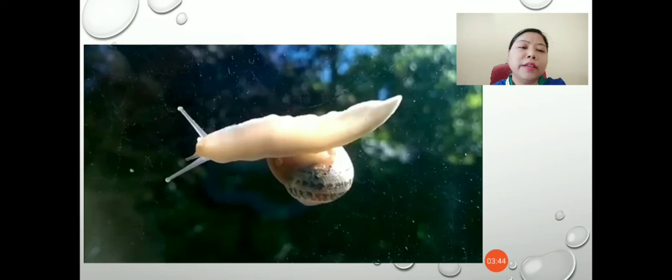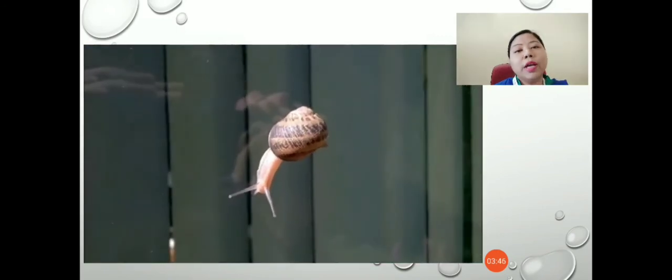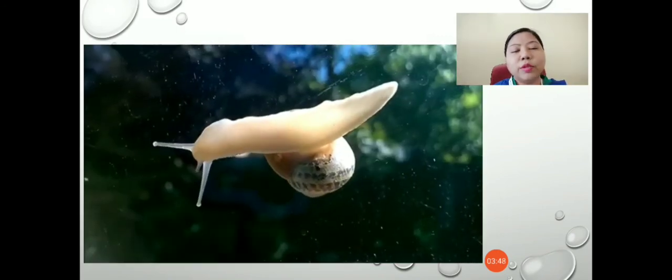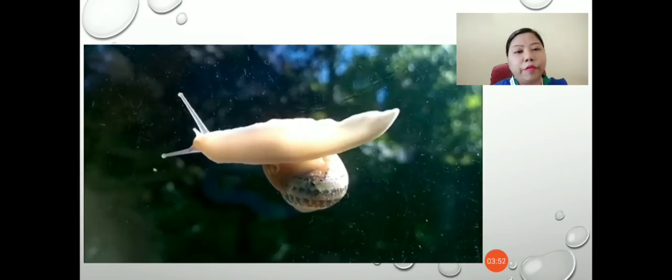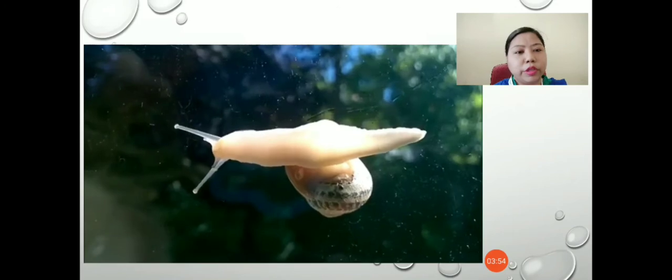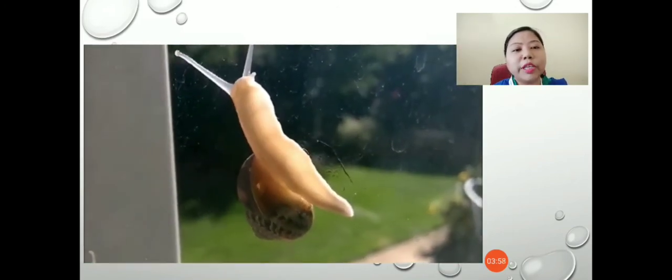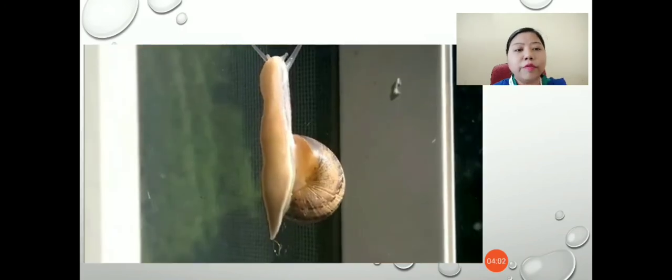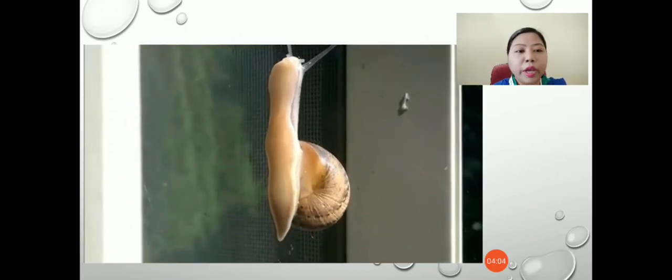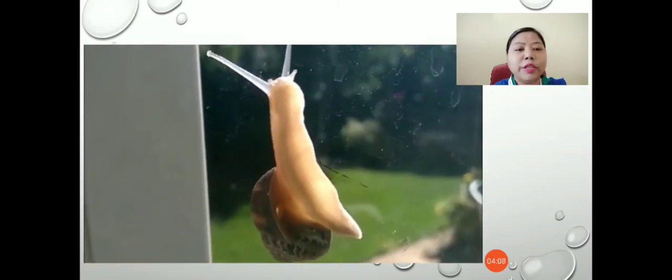So here is a video which shows how a snail moves. The snail is moving on a glass, and then you can see the wave of the muscular foot, and also you might have observed that the waves move much faster than the snail. So the muscular foot moves in a wavy way, and it helps in the movement of the snail.